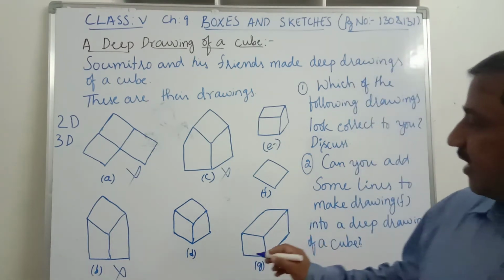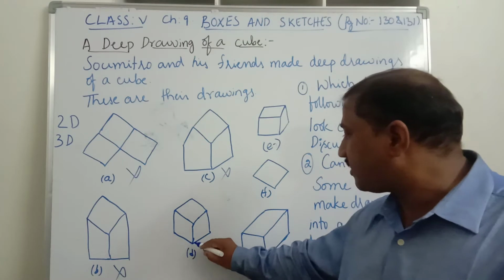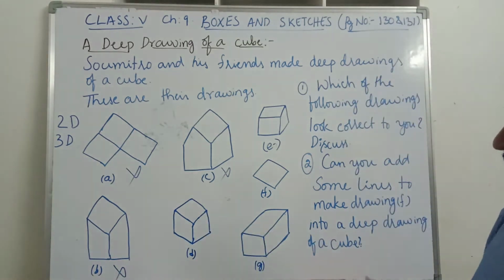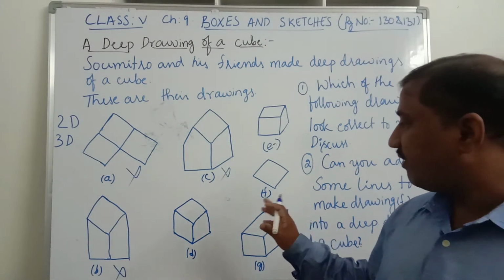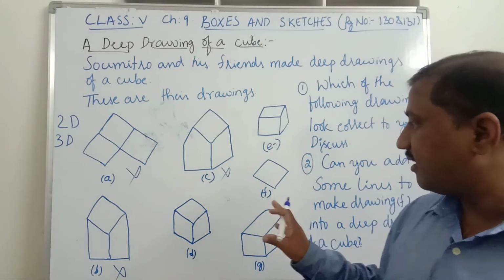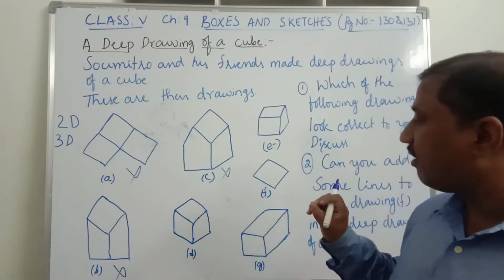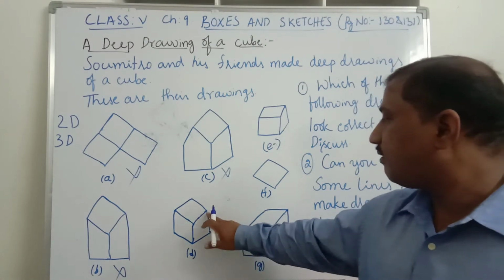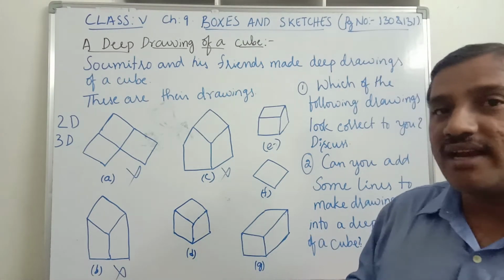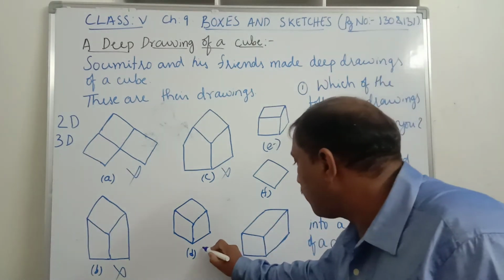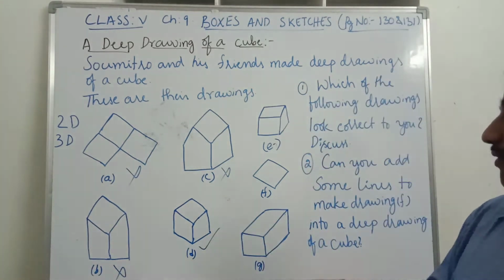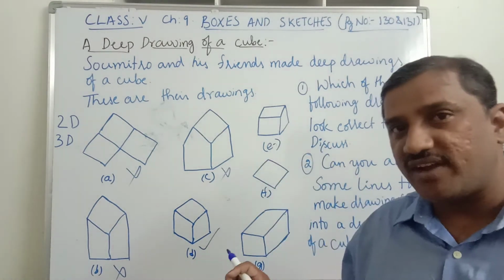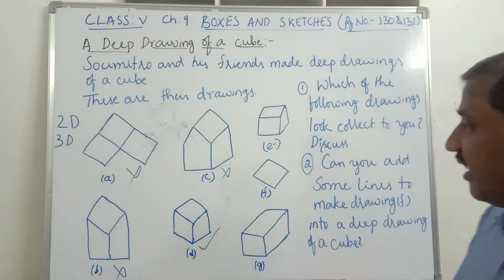Next, come to D. You see here, it is a 3-dimensional figure. This is width, height, and this is length. We have 3 dimensions. If you observe carefully, we will find all the faces look square shaped, and all the edges are equal in length. Therefore, figure D is a cube. Why is it a cube? It has all square shaped faces and all the edges are equal in length.